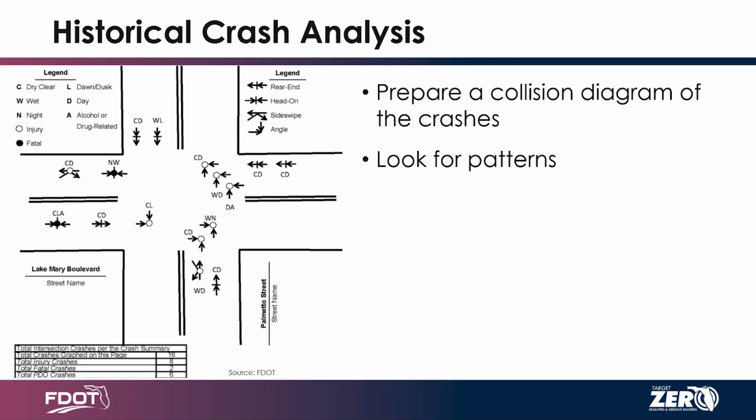Another way that I think is super helpful, and you should prepare, is a collision diagram. It's a way to visualize where these crashes are occurring. You can see there's the key: rear end, head on, side swipe, and angle crashes occurred at this intersection. And then you have a legend also covering whether the roadway was dry or wet, whether it was night or during the day, whether there was an injury or fatal, and whether it was alcohol or drug related.